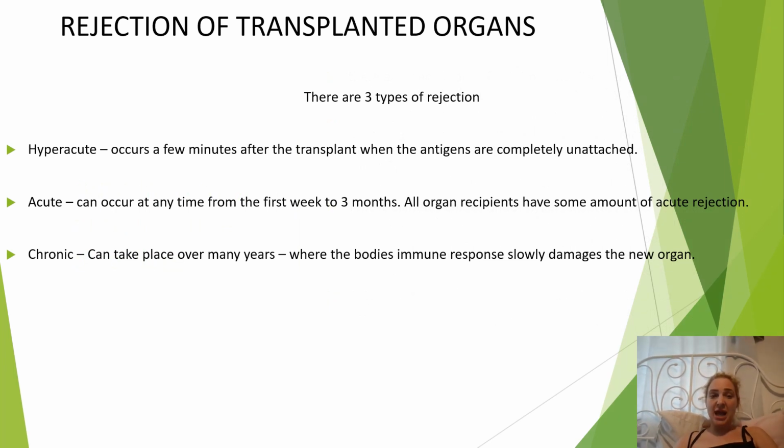Sometimes the body can reject transplanted organs. There are 3 types of rejection. 1. Hyperacute. This occurs a few minutes after the transplant when the antigens are completely unattached. 2. Acute. This can occur any time in the first 3 months. All organ recipients have some amount of acute rejection. 3. Chronic. This can take place over many years. This is where the body's immune response slowly damages the new organ.